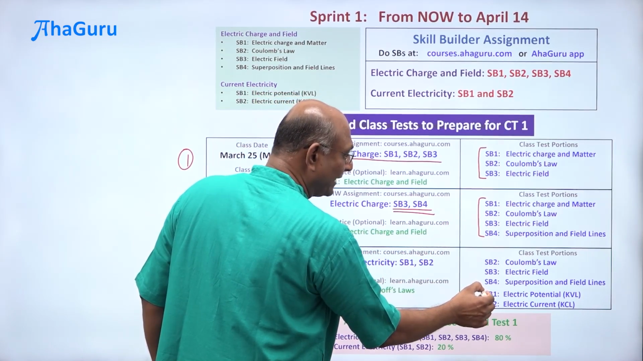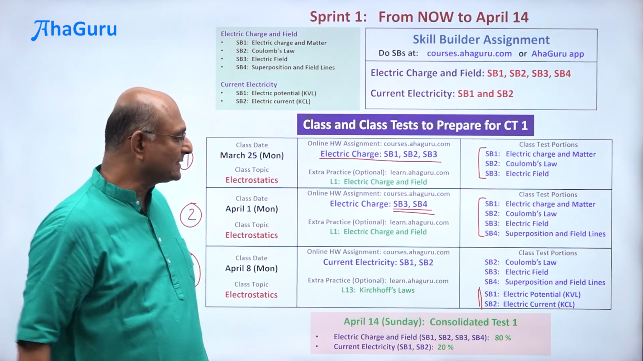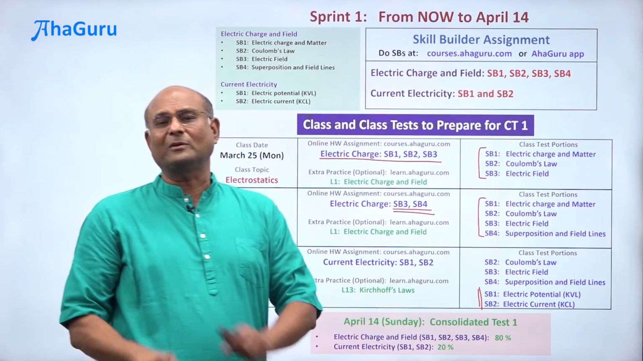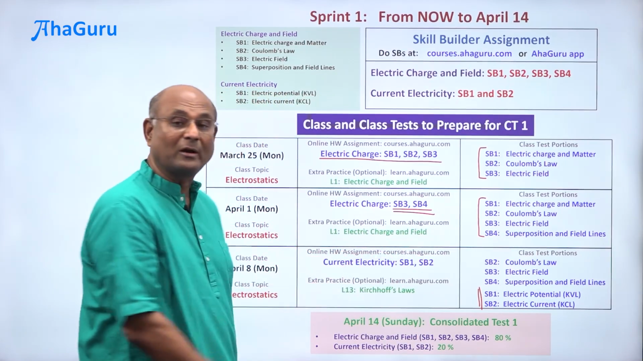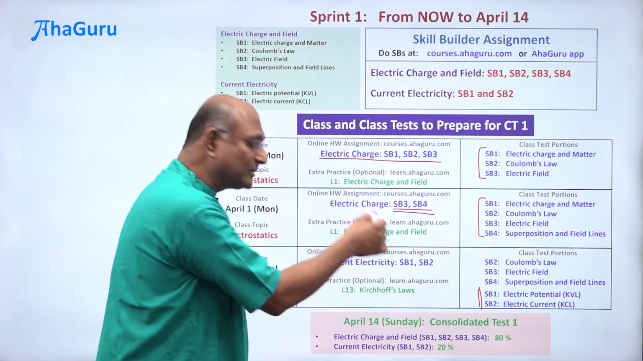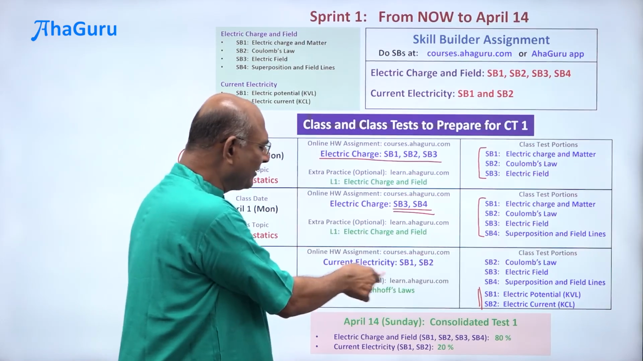And you also have electric potential, electric current, KVL, KCL, very simple electric potential and current. Both of these, SB1 and SB2, are super easy topics. So you should be able to complete both of them this week. Okay. And if you finish and you have time, please do Kirchhoff's law from the online lesson. You may not even need it.